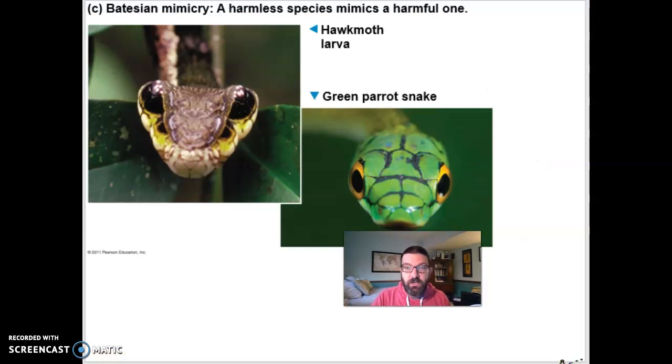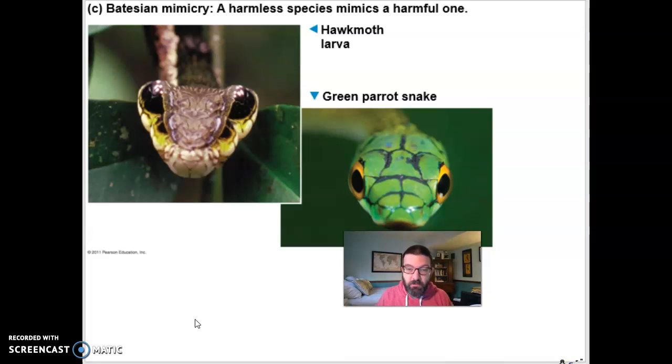So here, as an example, we have a couple of snakes. Haha, just kidding. We have one snake. This is a green parrot snake. And this is a moth, but the back of its wings are colored so that when the moth holds them up in a certain way, it looks a lot like a snake with eyes on top and a snout down here, and that is scary. This is Batesian mimicry. Another great example of this is the viceroy butterfly.